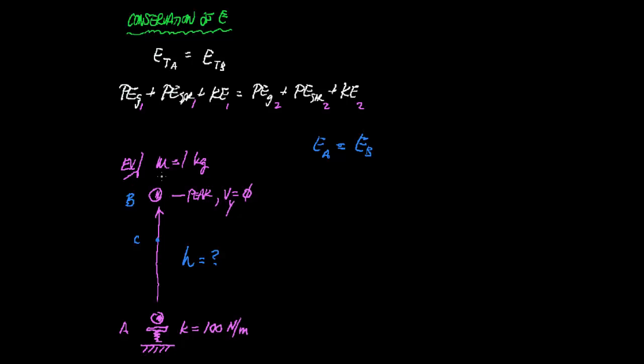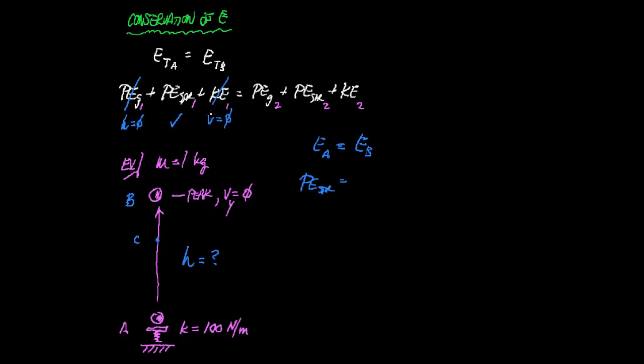Now what we do is basically go through this problem and say, all right, at point A, what do we have? Do we have gravitational? Well, it's actually at h equals 0, so we don't. Do we have spring energy? Absolutely, there's a spring there. What about kinetic? Well, is it moving? No, so we have no kinetic. So on the A side, what we have is potential due to a spring.